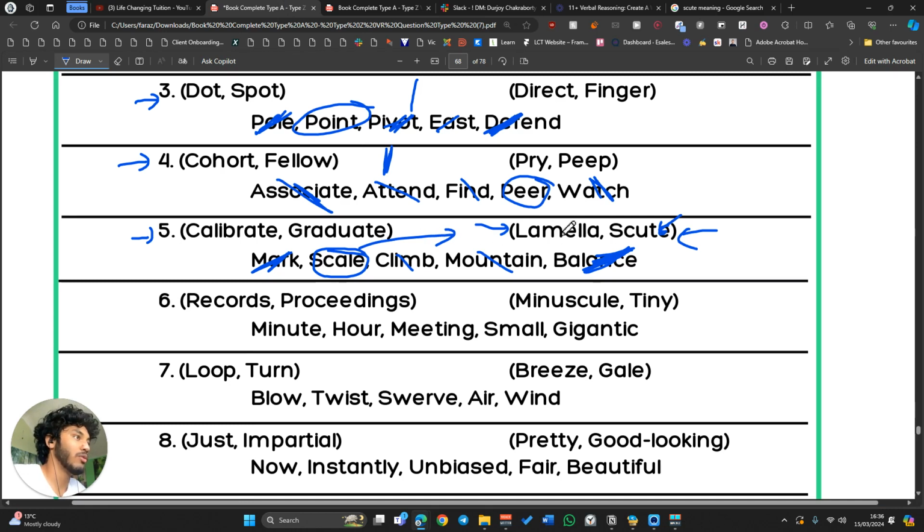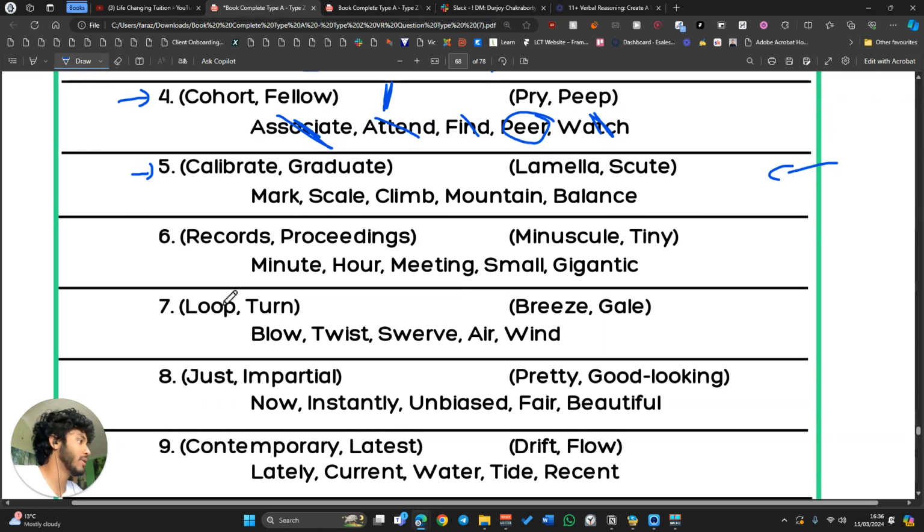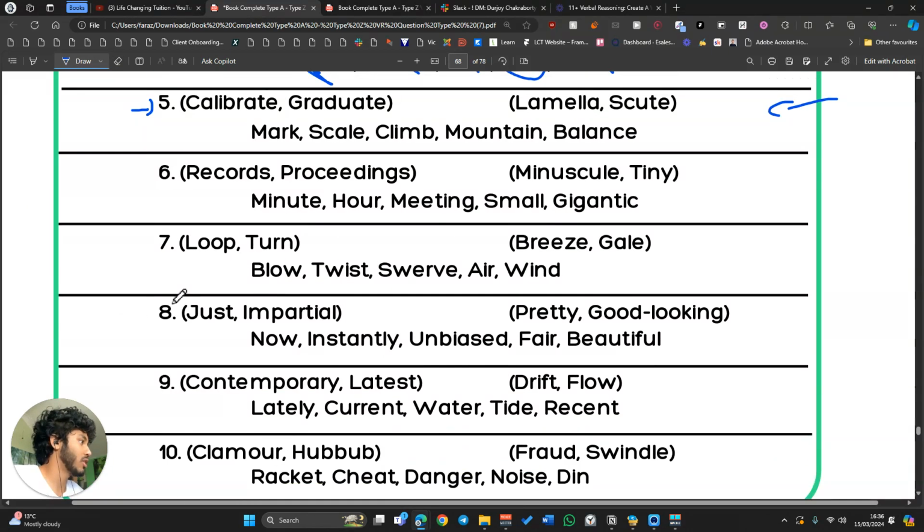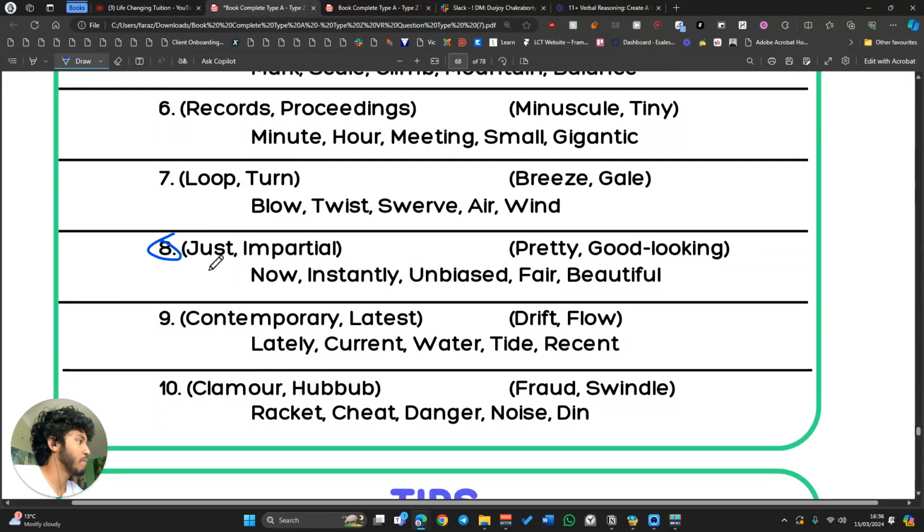And the reason why I went with that was because I knew what lamella meant, and that let me take a guess at what scute would mean. But if you don't know what those words mean, you just have to take an educated guess there and then look it up after. So I'll skip to question 8 and then question 10, and then we'll end off there.